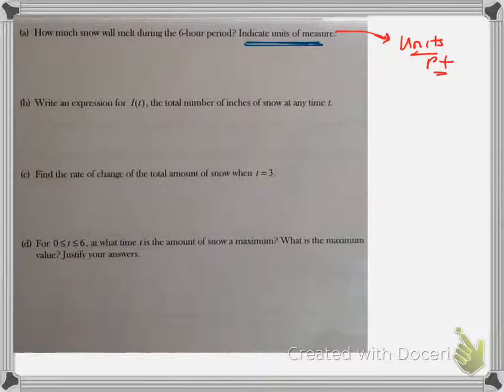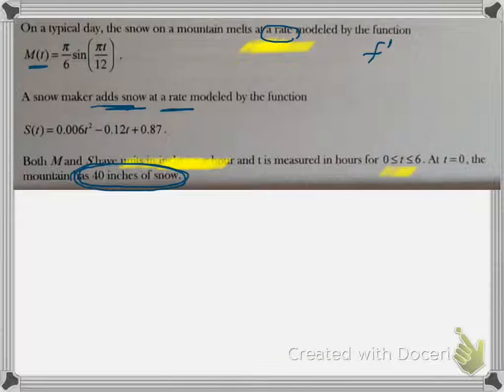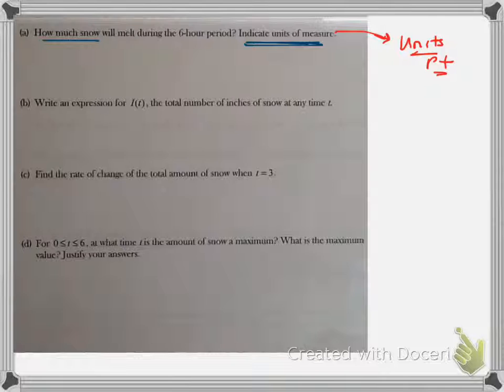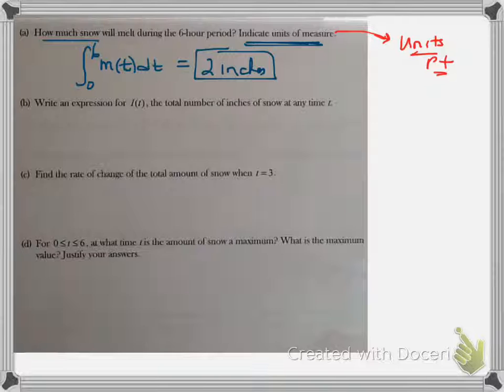Now, going back to the problem itself, let's think and brainstorm first before we just get right to pencil to paper. So how much snow? That's inches, right? So in order to get to inches, I have to take my rate, which is my melting, and I have to integrate that. So I want students to be thinking, I'm going to have to integrate the function they gave me, m of t, from 0 to 6. And it actually turns out that if you do that, you get 2 inches. So we want to make sure we abide by their instruction to indicate units of measure.